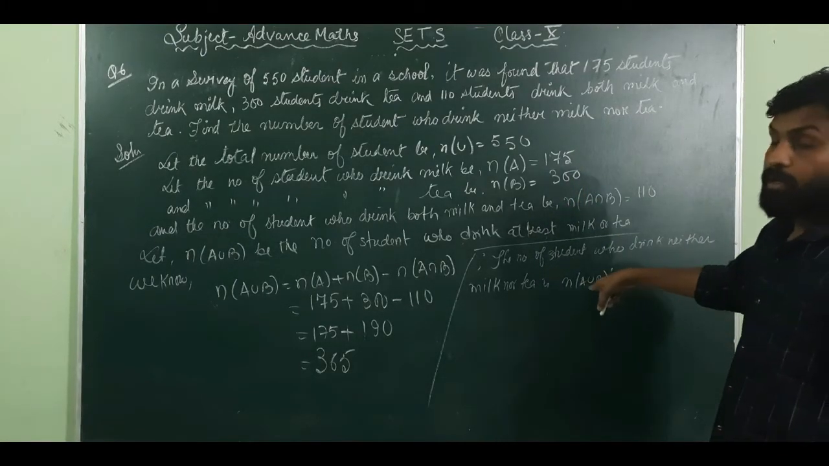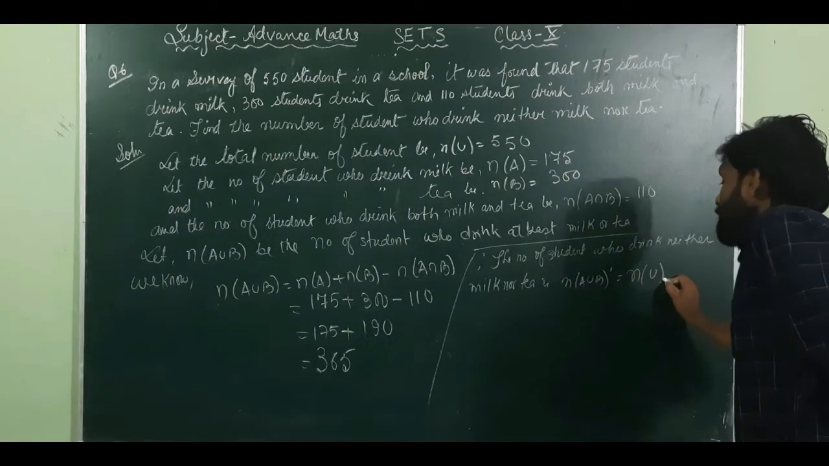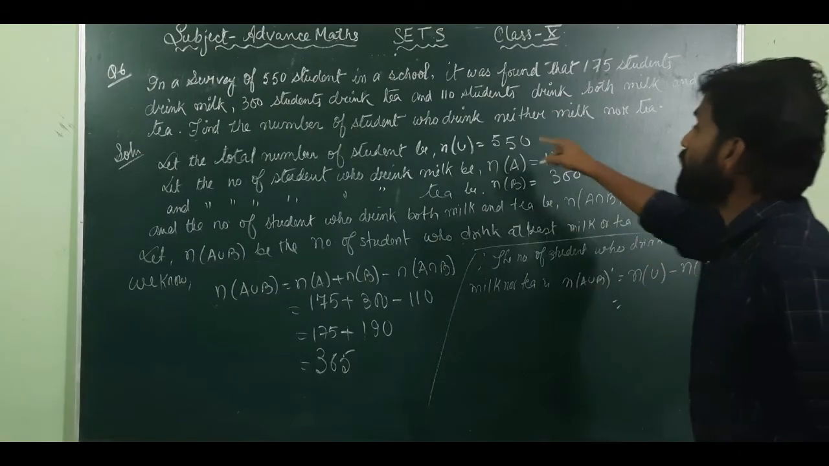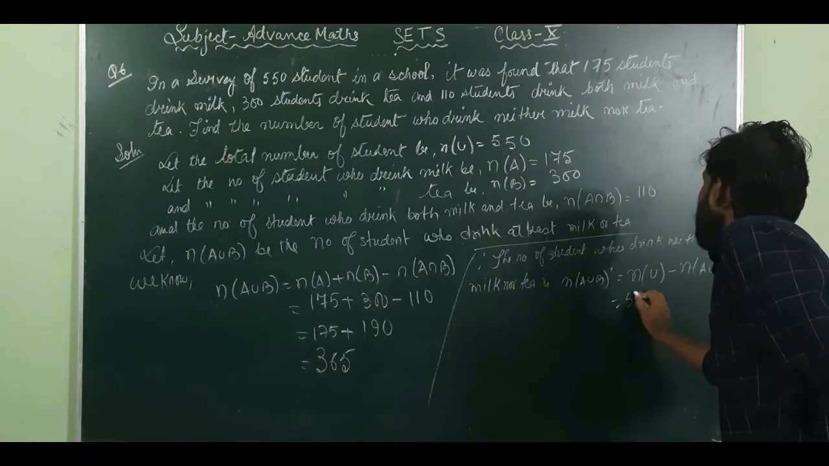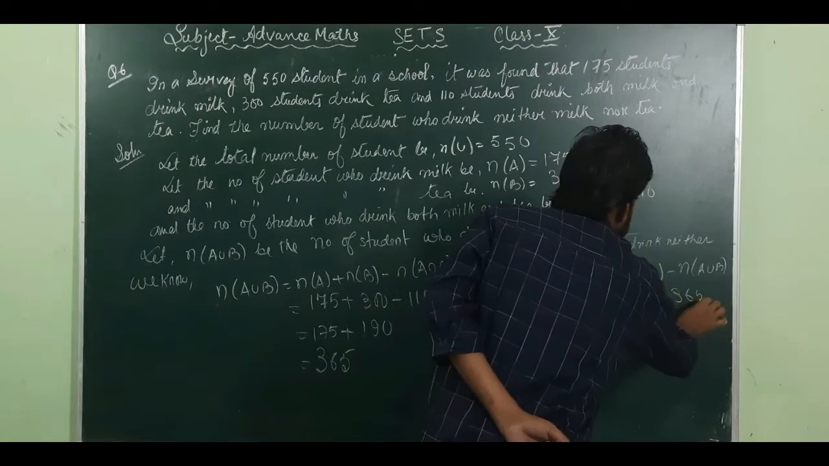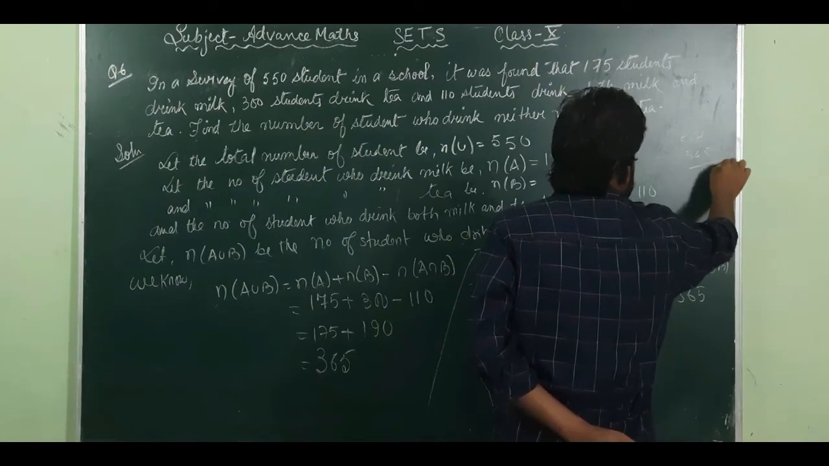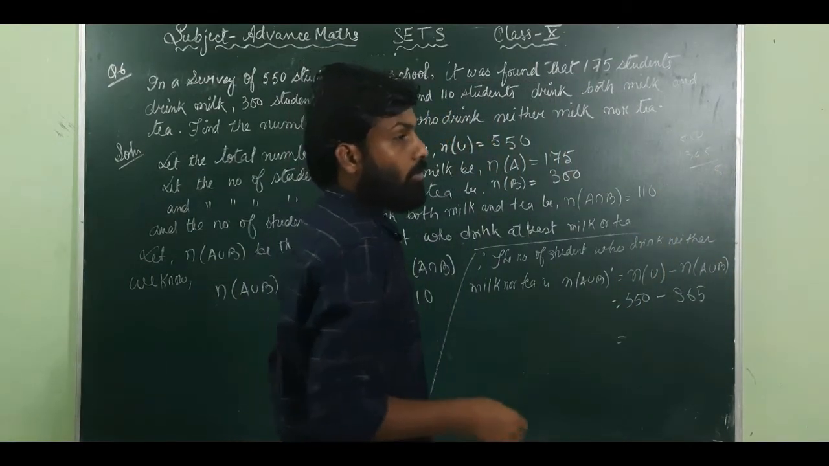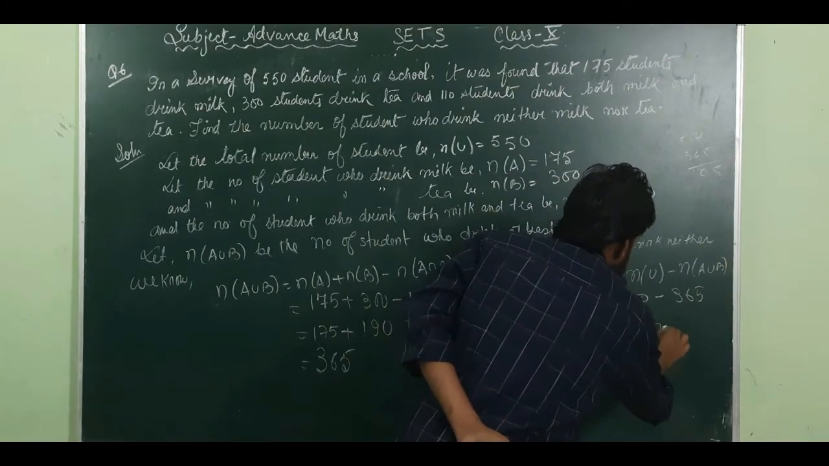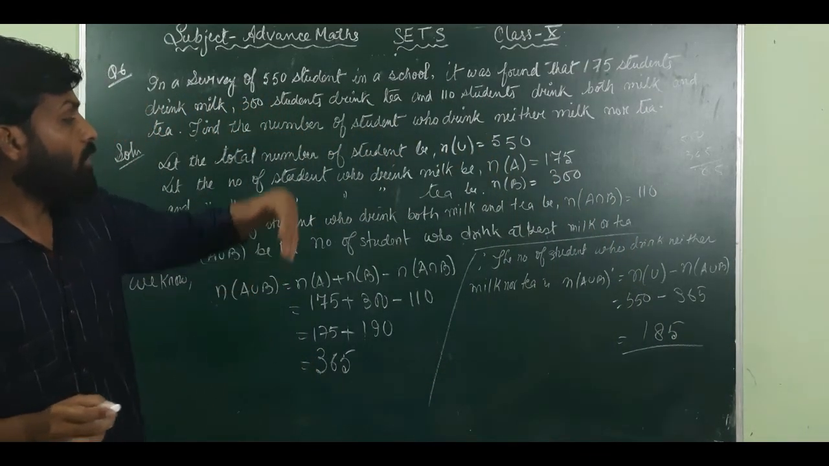So when you are going to find n of A union B complement, you have to write the universal set U minus n of A union B. So what is the number of elements in the universal set we have? 550. And what did you get for A union B here? 365. So 550 minus 365, here we have 185. So we have 185 students who are not going to drink any of the drinks.